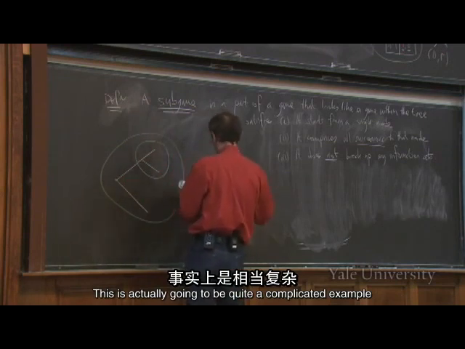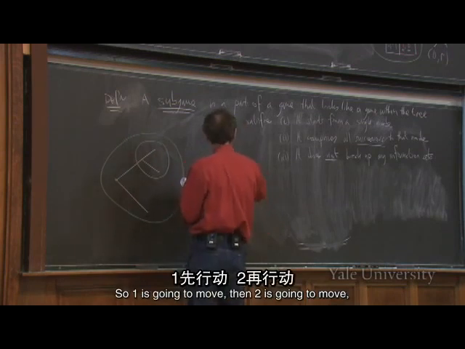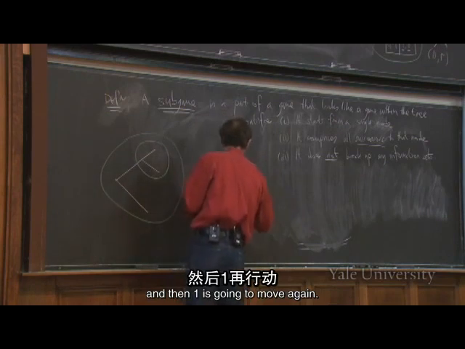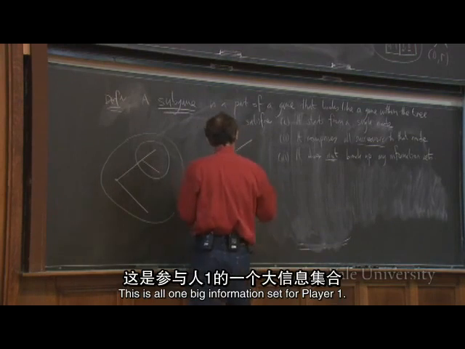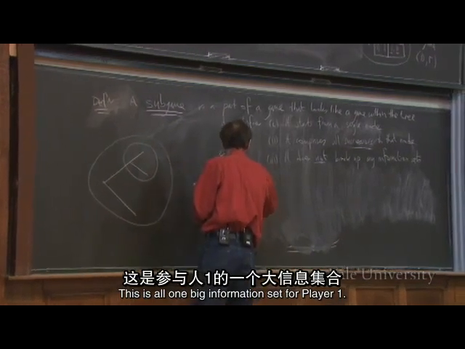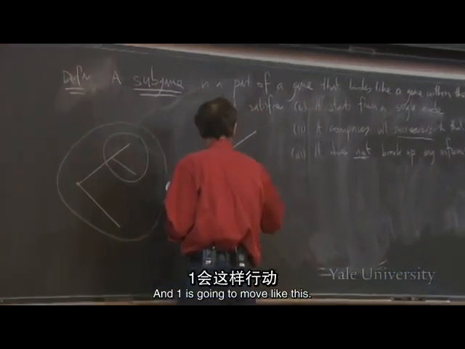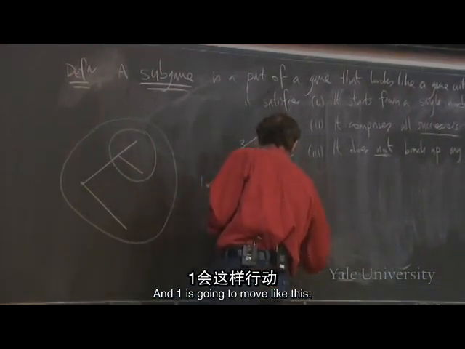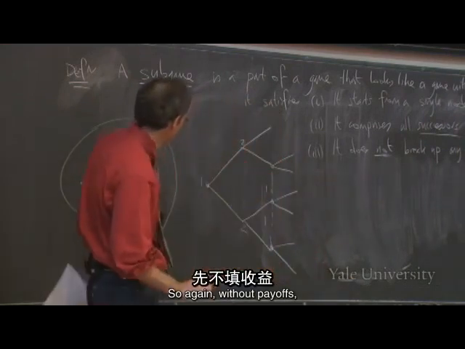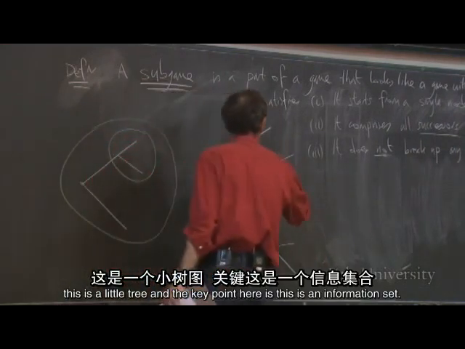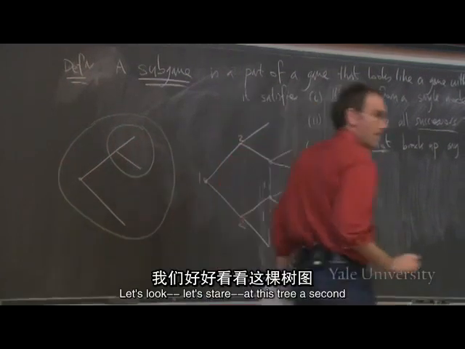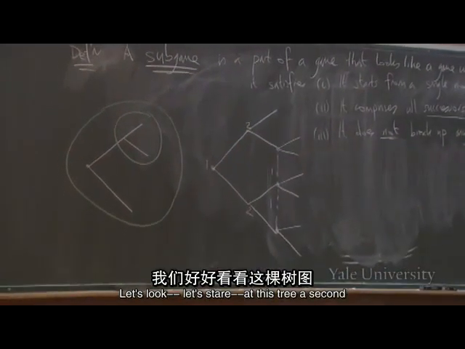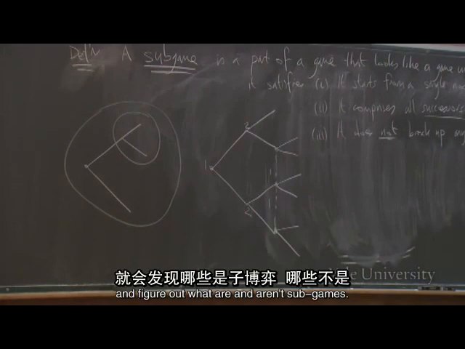All right, this is actually going to be quite a complicated example, just to make life interesting. So 1 is going to move, then 2 is going to move, and then 1 is going to move again. This is all one big information set for player 1. And 1 is going to move like this. So again, without payoffs, this is a little tree, and the key point here is this is an information set. All right, let's stare at this tree a second and figure out what are and are not subgames.